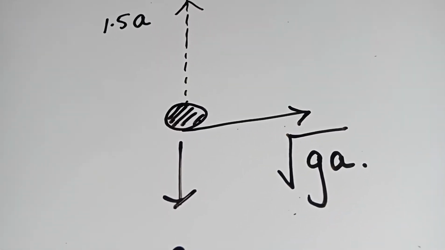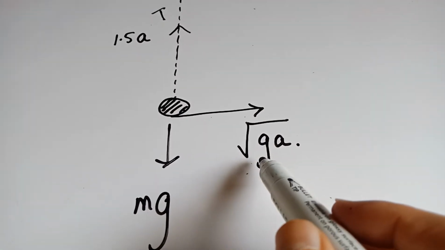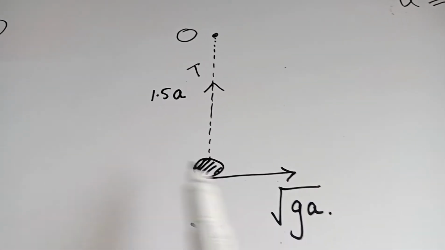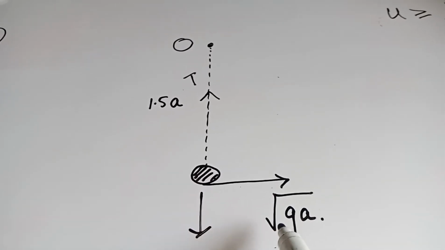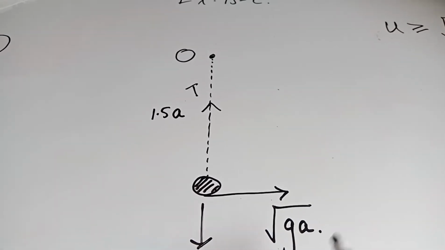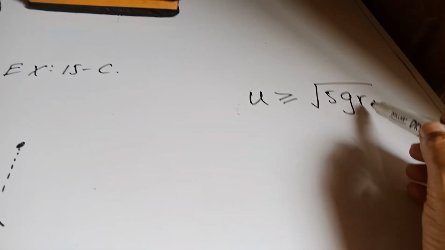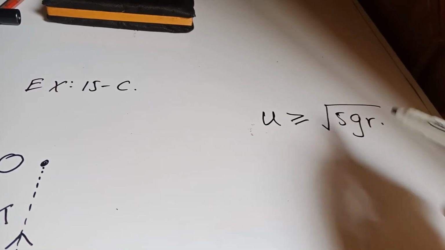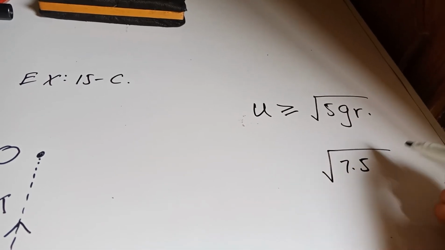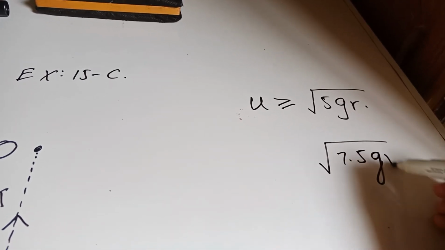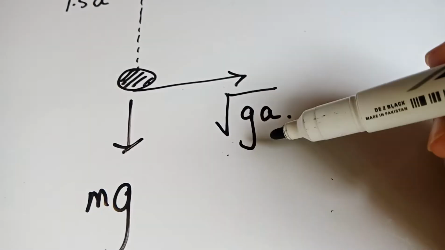It says it is given a horizontal speed of square root of ga. So here is the initial speed given, square root of ga. If you look at its radius, it is 1.5a. So how much should the initial speed be if this has to complete the vertical circles? If you substitute your r with 1.5a, this has to be at least 7.5 gr, if you allow me to change this a with the r. So this is just gr, the given initial speed.